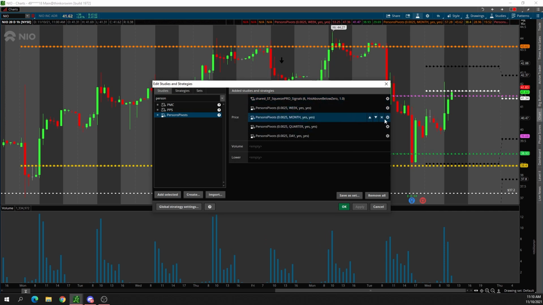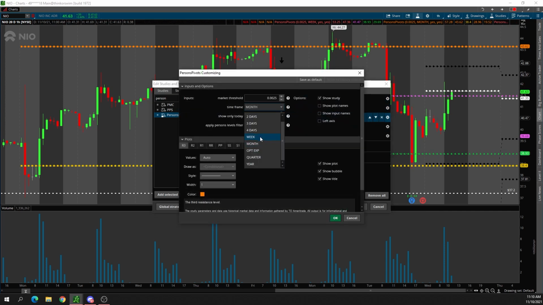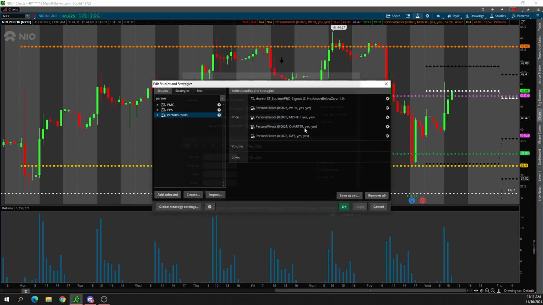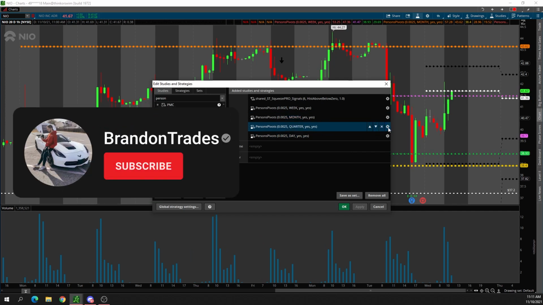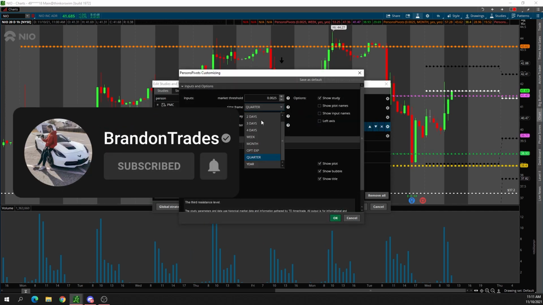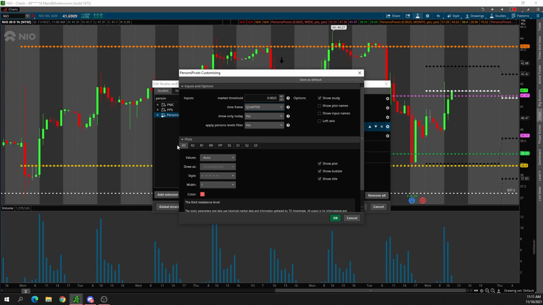Now once you have the weekly set up, you want to go here and then select the month for the next one. So once you've got the month on, again, R3, S3, make sure they're on the chart, make sure to color code all of these, and then show only today. And then the final one is going to be the quarter. So again, go to the gear, time frame, quarter, and then same thing, R3, S3, and then color code these.